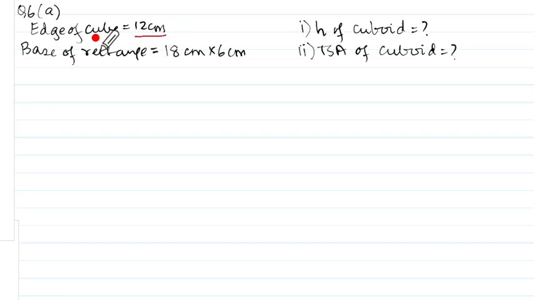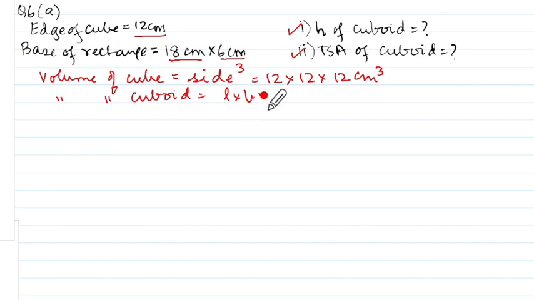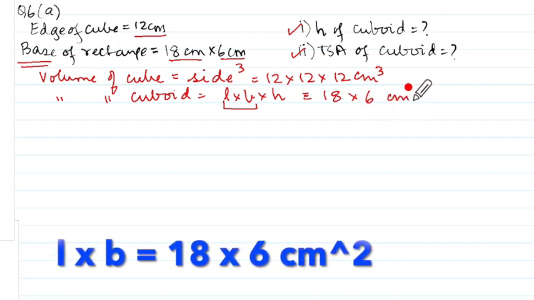We have written the data. Edge of the cube is 12 centimeter. Base of the cuboid is 18 centimeter by 6 centimeters. We have to find the height of the cuboid and the total surface area of the cuboid. So because the cube is getting melted, we will have volume of cube equal to side cube, which means 12 into 12 into 12 centimeter cube, correct? And the volume of the cuboid is going to be length into breadth into h, that is height. Now length into breadth forms the base, so that will be 18 multiplied by 6 centimeter square.